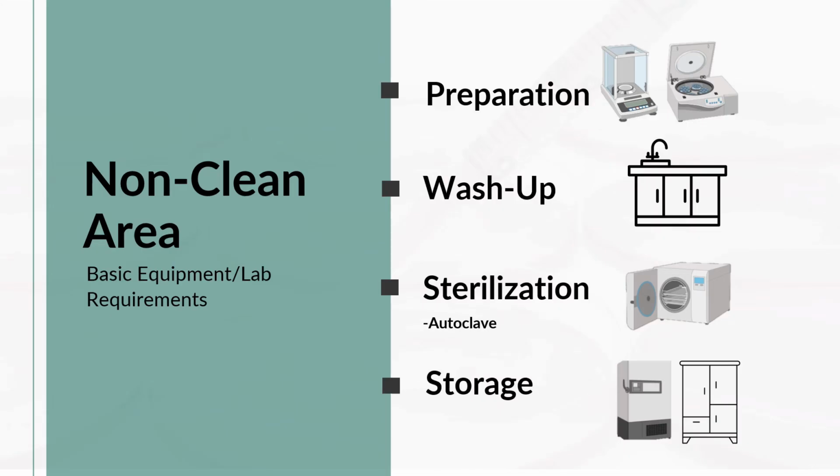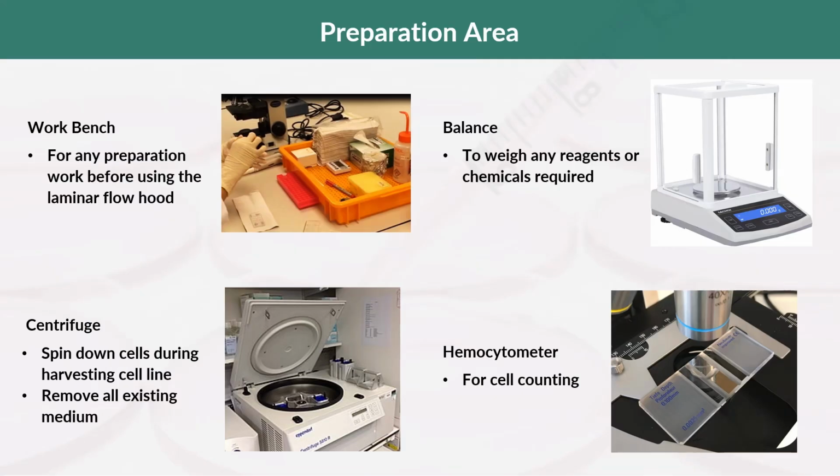Now we move on to the non-clean area or the non-sterile area. There are four sections in the non-sterile area, which include preparation, wash-up, sterilization, and also storage. So in the preparation area, generally you have a workbench. A workbench is the area where you do all your preparatory work before you actually go to the laminar flow hood or the cell culture hood. And then you have a weighing balance. They are basically used to prepare your media and reagents, where you weigh out powders and things like that.